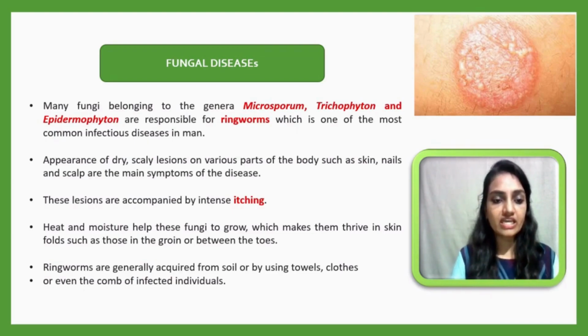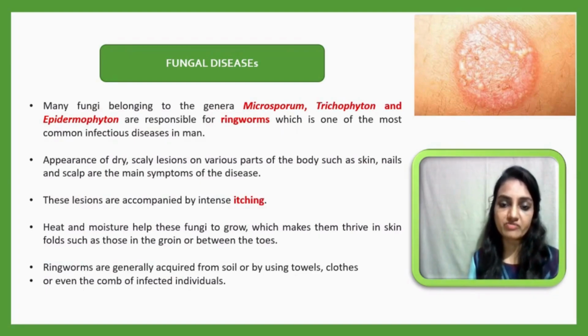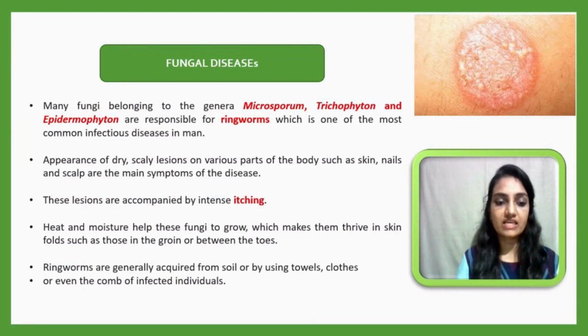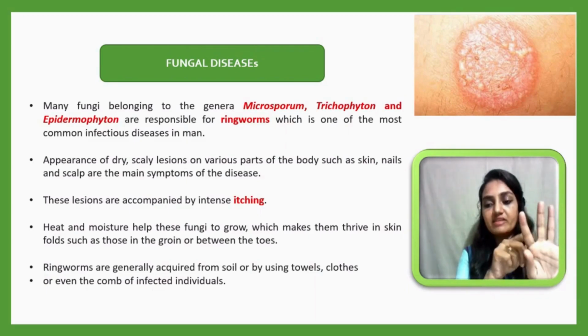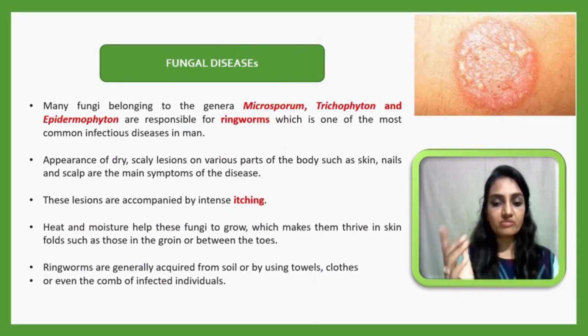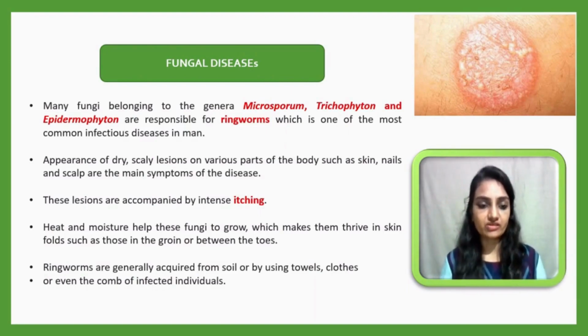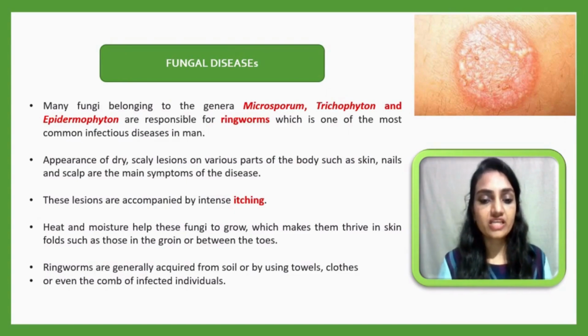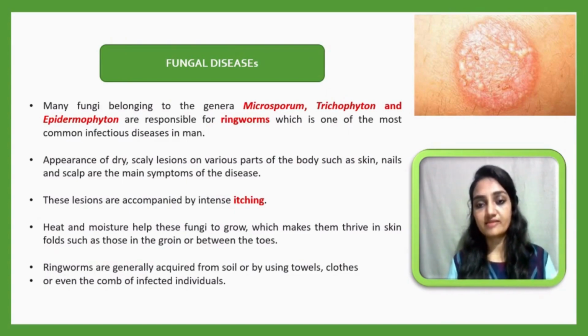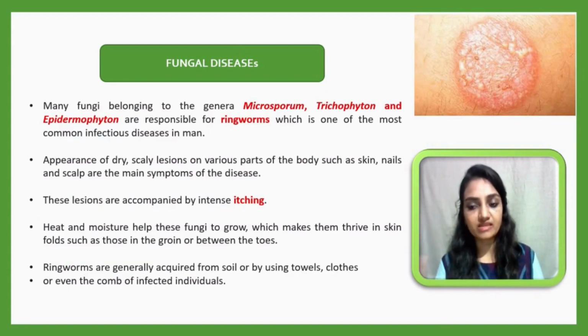Heat and moisture help these fungi to grow, which makes them thrive in skin folds, such as in between the fingers and in between the toes. These are the main sites of infection. Ringworm is generally acquired from the soil or by using towels. If an infected person uses a towel and another person then uses it, the fungi may be transferred. The same goes for clothes or even combs: if one person uses another person's comb, that person also gets infected.